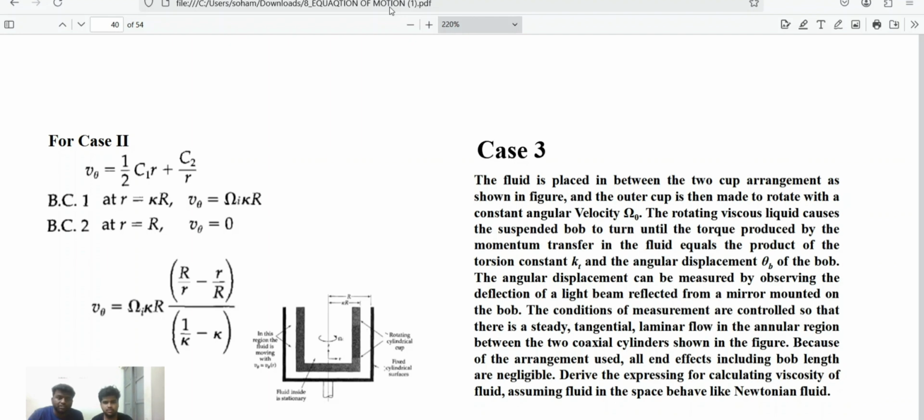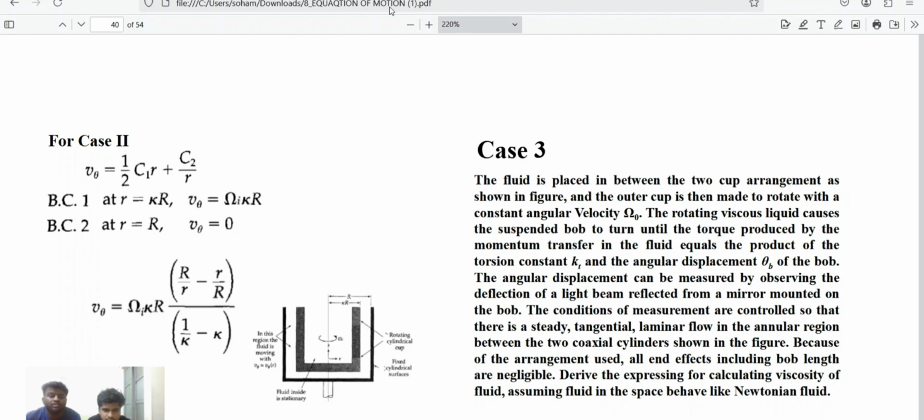Okay, I should start by explaining this setup in detail, then move to the Navier-Stokes equation, simplified. For this case, since it's a steady, laminar, and tangential flow, the radial and axial components can be neglected. The theta component of the momentum equation in cylindrical coordinates would be relevant. Assuming no end effects, the flow is purely tangential and varies only with radius. The velocity profile v theta needs to be determined. Then compute the shear stress on the inner cylinder bob, which depends on the velocity gradient.